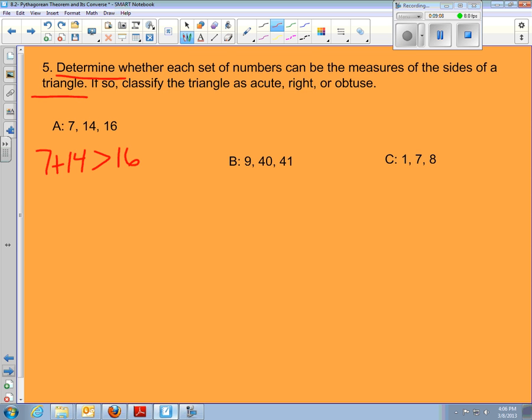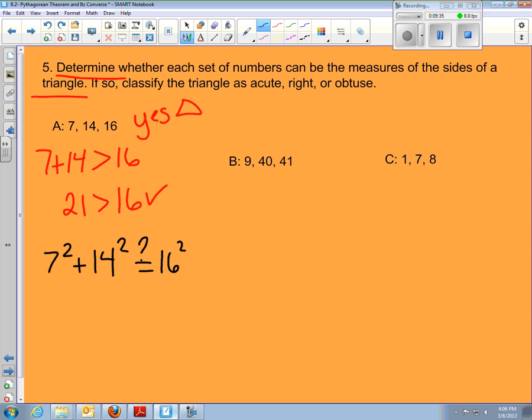So if we look here, 7 and 14 were my smallest ones. So we add them together and we get 21. Is 21 greater than 16? Why, yes, it is. So yes, we know it's a triangle. We need to decide what type of triangle now. So we're going to set it up using the converse. So take the legs, and I know 7 and 14 are my legs because 16 is my largest length. So that's my longest length, so it's a hypotenuse. We want to know, is it equal?